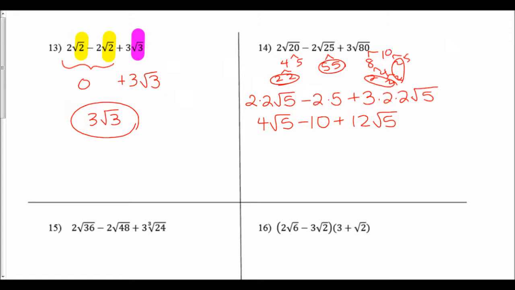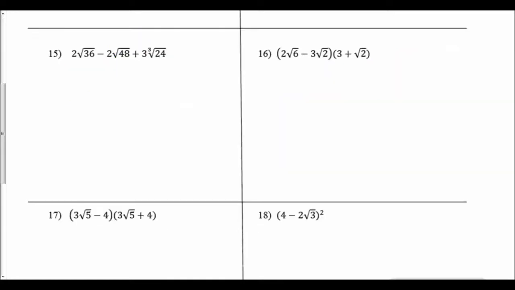Now I'm ready to put my like radicals together. In this one, my like radicals are square roots of 5. I have 4 square roots of 5, and I have 12 square roots of 5. If I treat the square root symbol like a variable, 4 of something plus 12 of something is 16 of the same thing. So the square root of 5 doesn't change, just the numbers on the outside do. I still have my minus 10 that can't be combined because it doesn't have any square roots of 5.